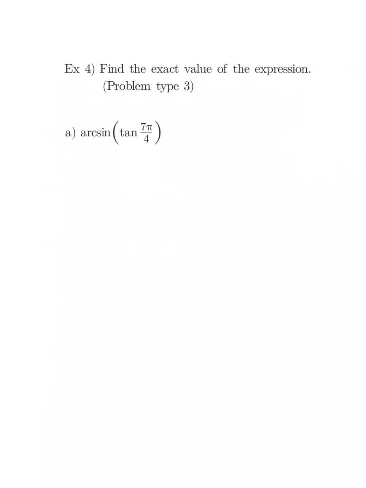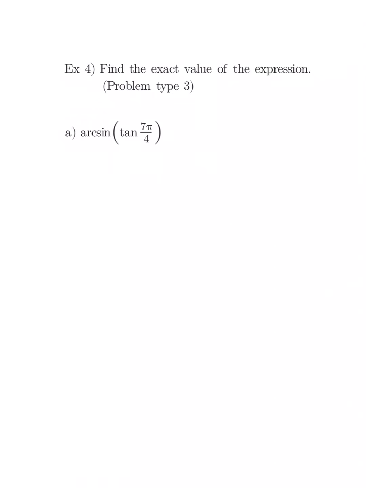On example 4, we are still finding the exact value of the expression, but this is a third type of problem. What's going to be a little bit different on these is that the arcsine might be on the outside instead of the inside. The inverse function might be outside instead of inside. They're going to kind of mix them up on you. So you are still going to work from the inside out.